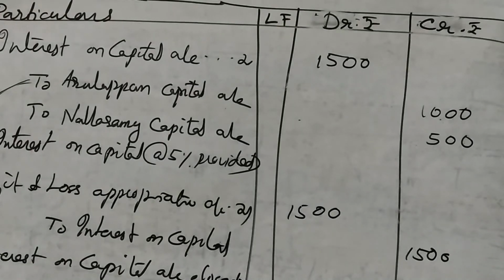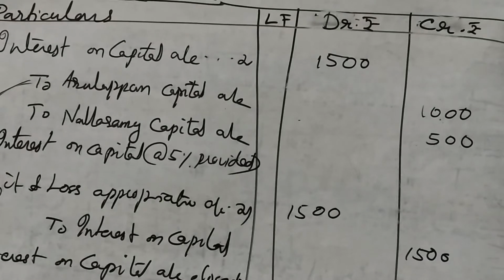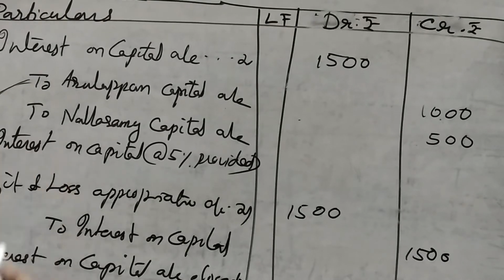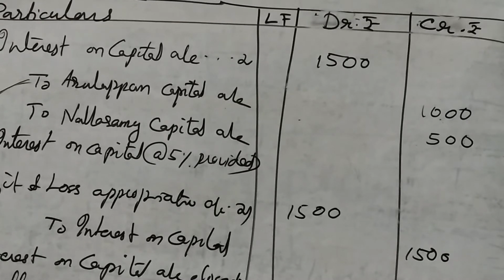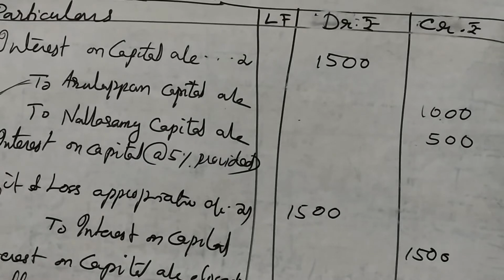Here, the same way, we want to charge interest on drawings to capital account. This is the third journal entry, after the first and second journal entries. We are doing it on the same date. Arlappan capital account debit, then Nallasamy capital account debit, to interest on drawings.